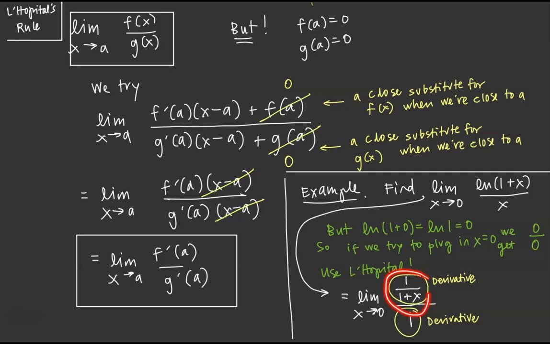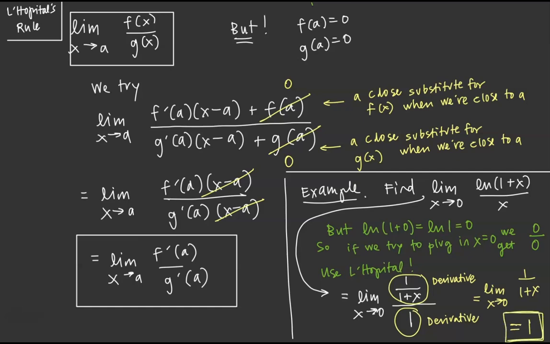So this was the derivative of natural log of 1 plus x, and this was the derivative of x. L'Hopital's rule says that we can do this. And this is awesome, because then this becomes the limit as x goes to 0 of 1 over 1 plus x, over 1, which is just this. If we now plug 0 in for x, we just get 1 over 1. That's totally legal. This all equals 1.